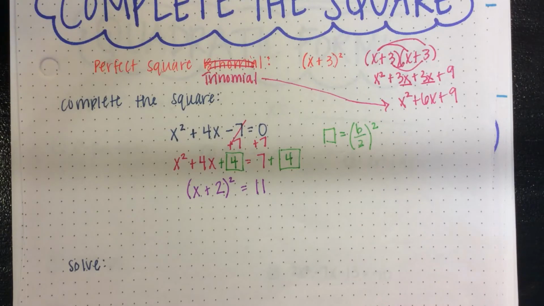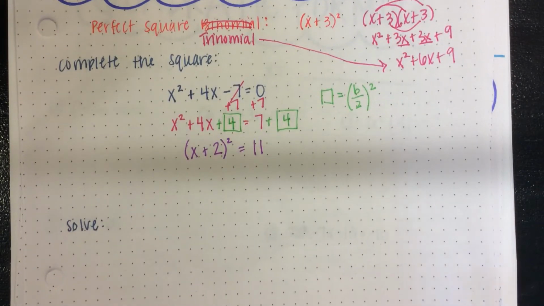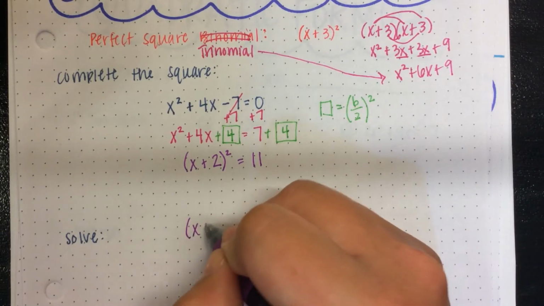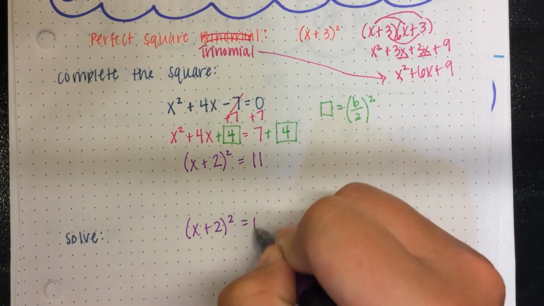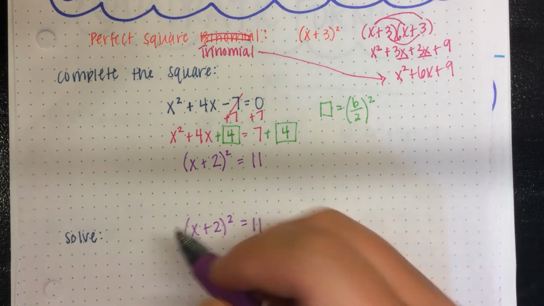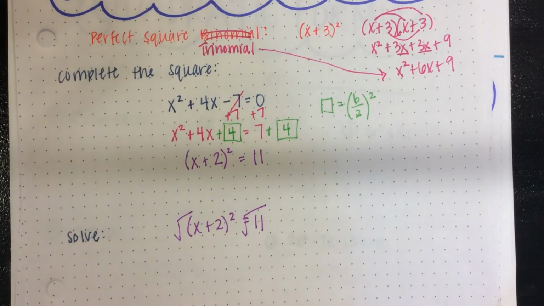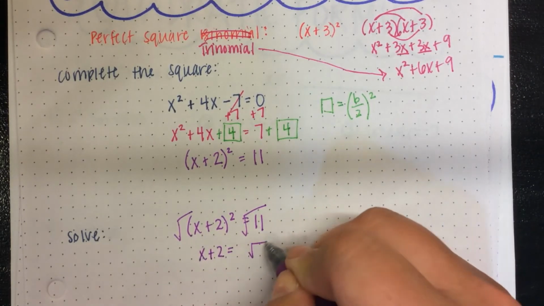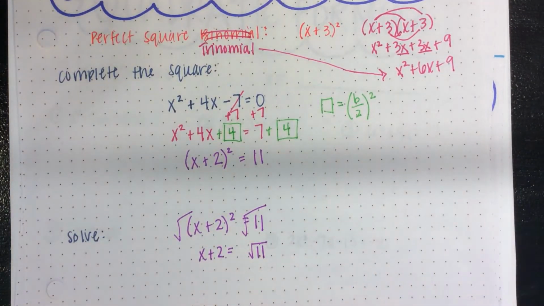The rest of it is just a matter of solving, like we've already talked about some. So if I wanted to solve (x + 2)² = 11, the first thing I have to do is get rid of that 2. To get rid of the 2, we're going to square root both sides. So I have x + 2 = √11. Now, when it comes down to quadratics, remember we talked about how you can have your x-intercepts.